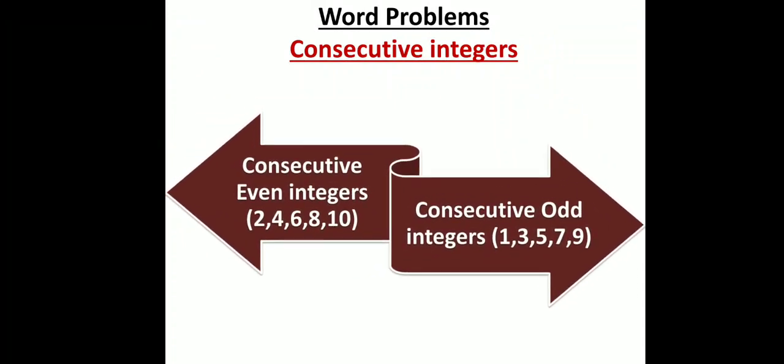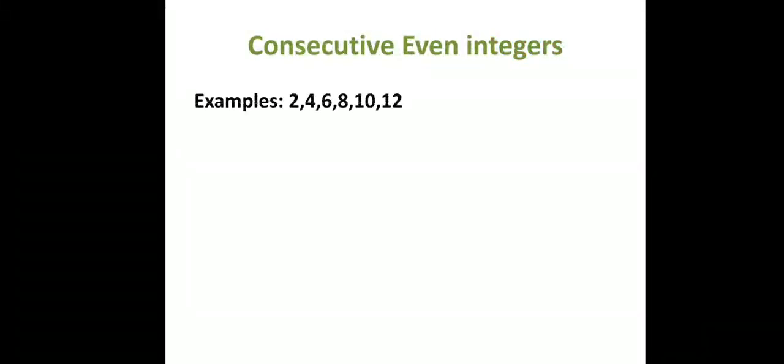Here we can further bifurcate the consecutive integers into two categories: consecutive even integers and consecutive odd integers. Consecutive even integers, a few of the examples are listed below: 2, 4, 6, 8, 10, 12, 14, 16 and so on.